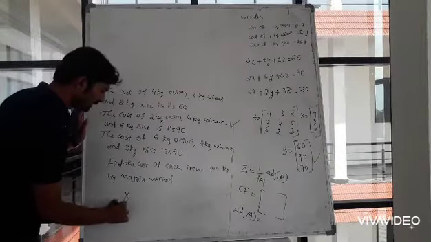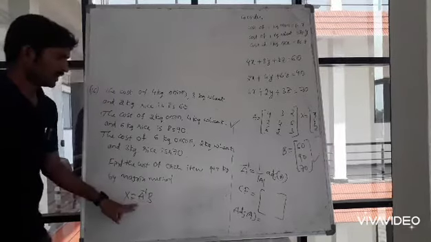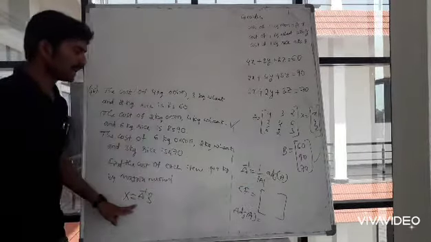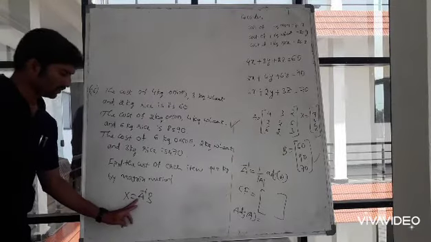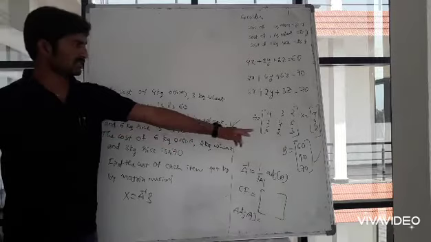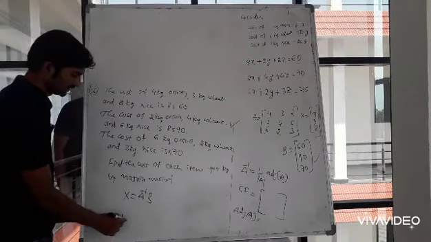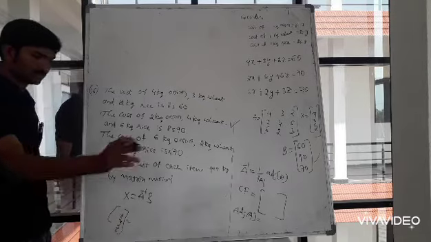At the end, X is equal to A inverse into B. Using adjoint of A, we calculated A inverse. Then multiply with matrix B, which is already there: 60, 90, 70. So at the end, you will get x, y, z. It's very simple. You can solve it at home.